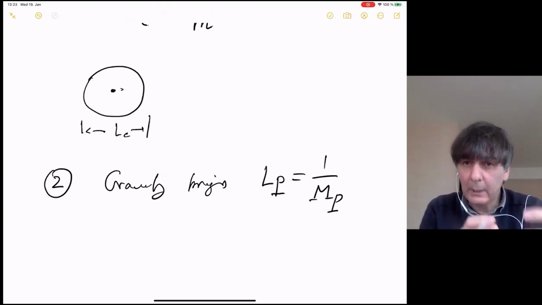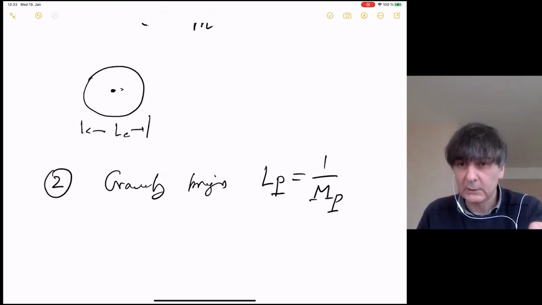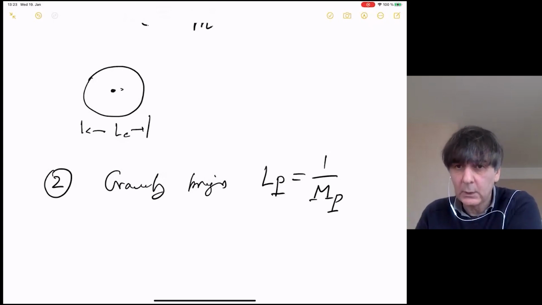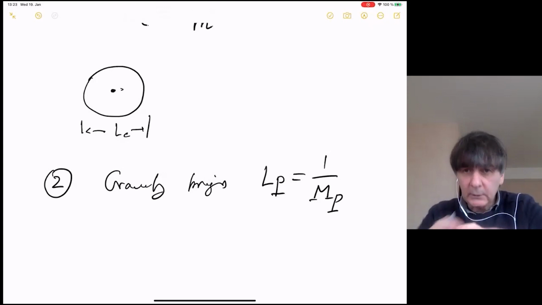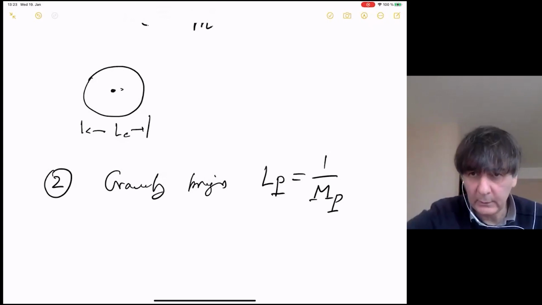So what happens to the graviton for momentum transfer above the Planck mass is very similar to what happens to pions above momentum transfer of order the QCD scale. They stop being good degrees of freedom. And so we have to do something with the theory. We have to UV complete the theory.